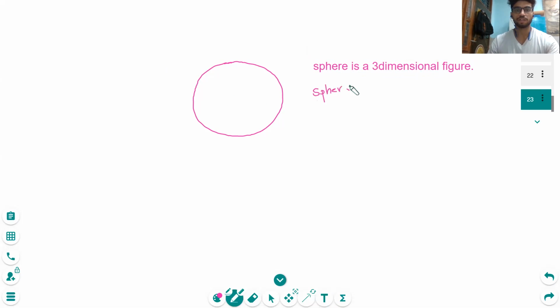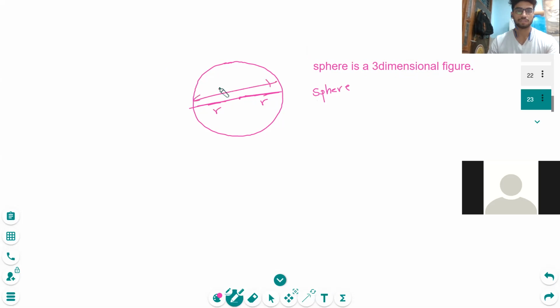Now a sphere has a radius. So it's the radius here. If we double the radius, we get what? Diameter, right? So that's the same as the circle, but it's a sphere because that's the 3D figure, okay? If I take a ball, that is a sphere. Now we have to talk about the areas.